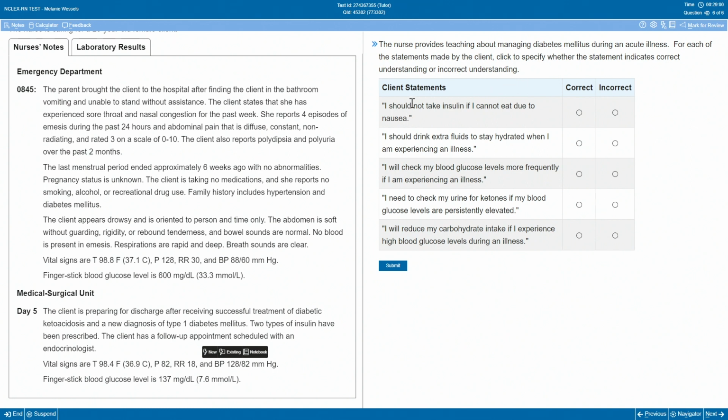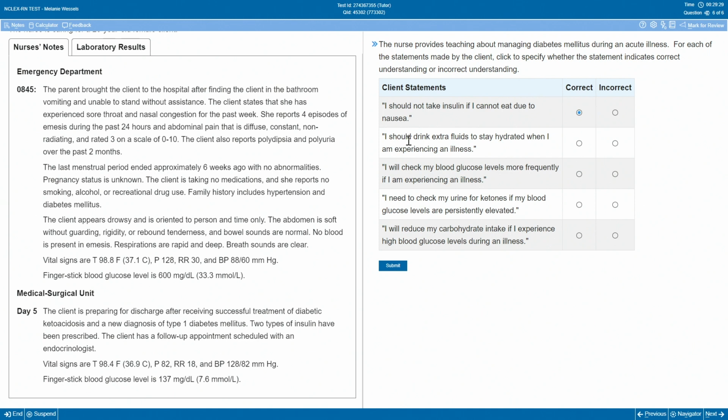So looking here at the first one, it says, I should not take insulin if I cannot eat due to nausea, which makes sense because if you're sick, you can't eat, you're not getting sugar, then maybe you shouldn't take insulin. So maybe you would click, that's a correct understanding, because you think, yeah, maybe she shouldn't be taking her insulin when she's not feeling well because she's not eating.